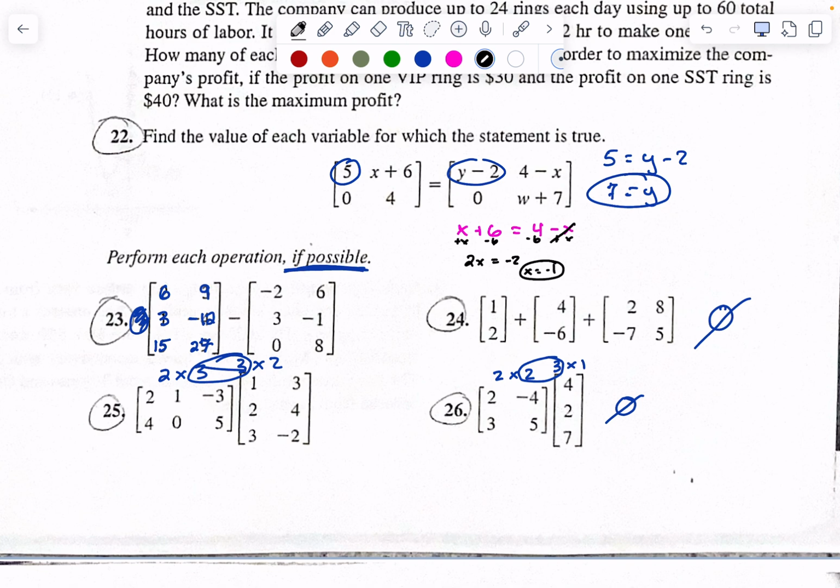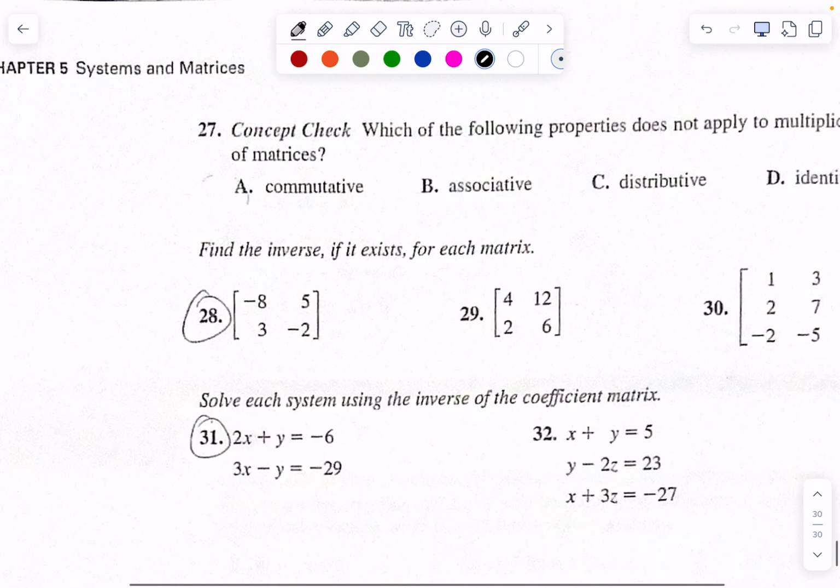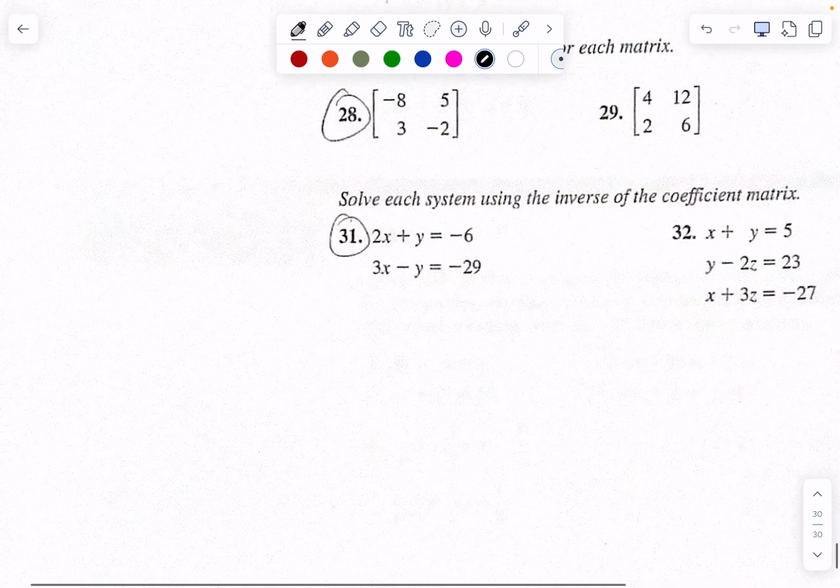Can you go through? Yes. To find the inverse, you just slap the identity matrix on. And then you do the reduced echelon stuff. Okay. Yep.